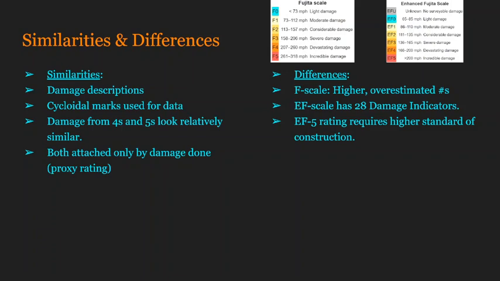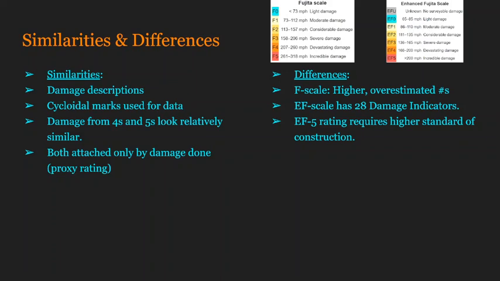But there are similarities. Cycloidal marks, which I totally should have included a picture of, but I didn't, are used for data whenever possible, because these are indicative of 4s and 5s. Doesn't matter which scale: F4s and F5s, EF4s and EF5s will produce cycloidal marks. These are just scours in the ground, whether from the wind itself or debris that essentially tore up the terrain.